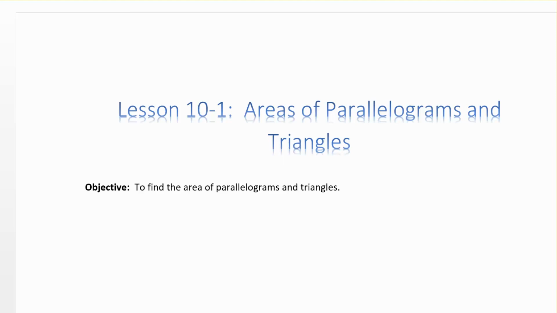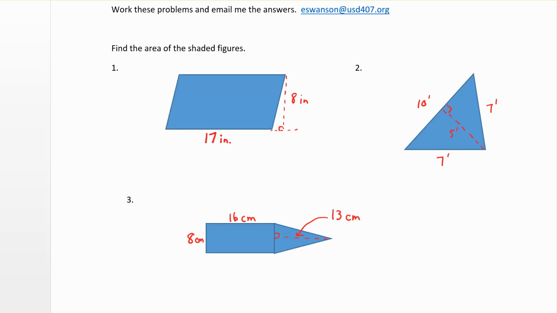So in order to get your credit for watching the video, I want you to do these three problems. Number 1, find the area of the blue parallelogram. Number 2, find the area of the blue triangle. And number 3, although it doesn't look perfect, I was trying to format it in Word, find the area of the irregular shape, which looks like it's a rectangle put together with a triangle.